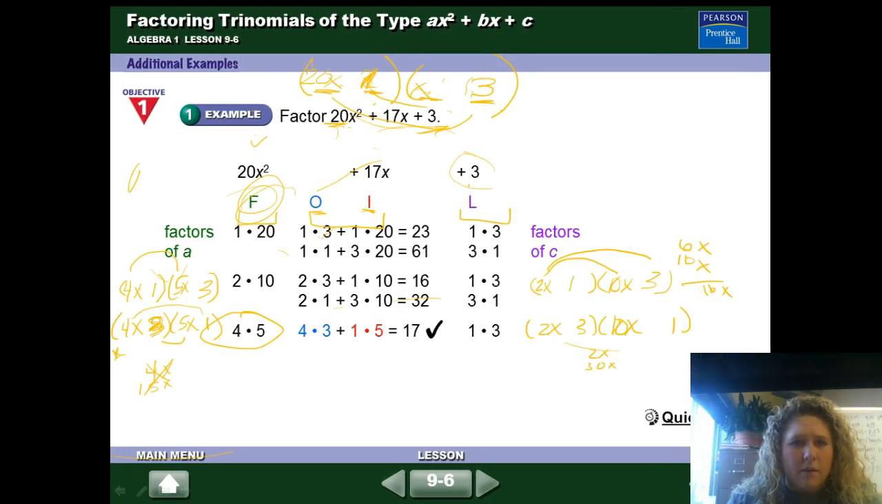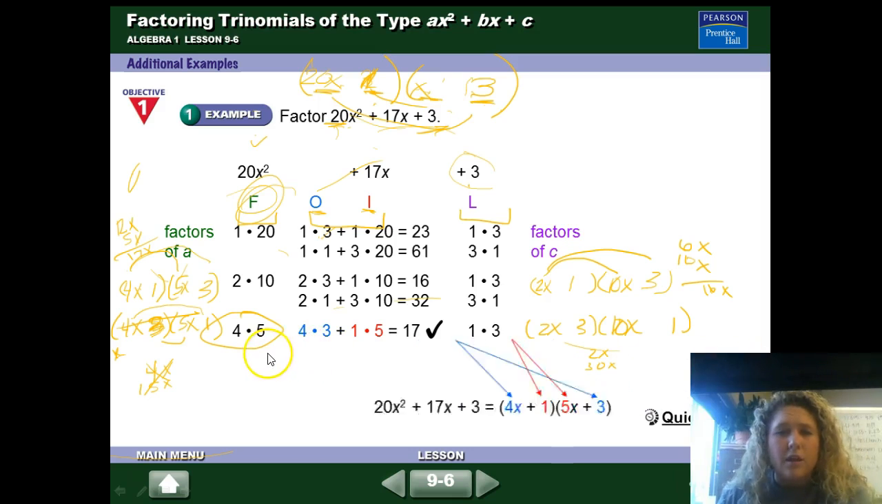So this one doesn't work. Let's take a look at this one. 5, my outer, 5 times 3 is 15x. 5 times 1 is 5. 12x plus 5x is going to give me 17x. Yay, that's what we're looking for.